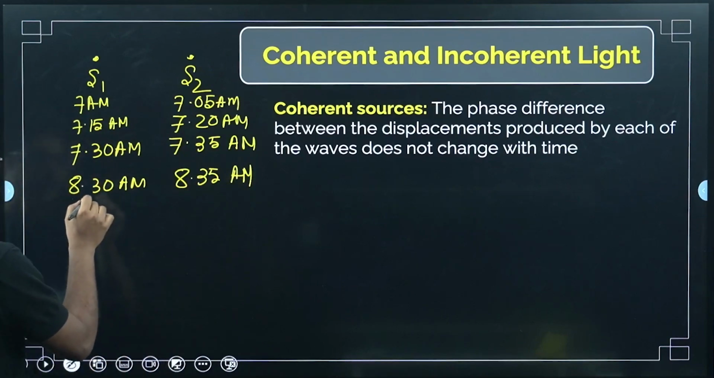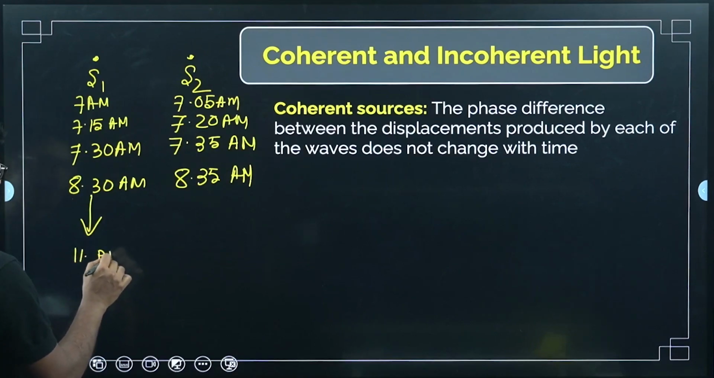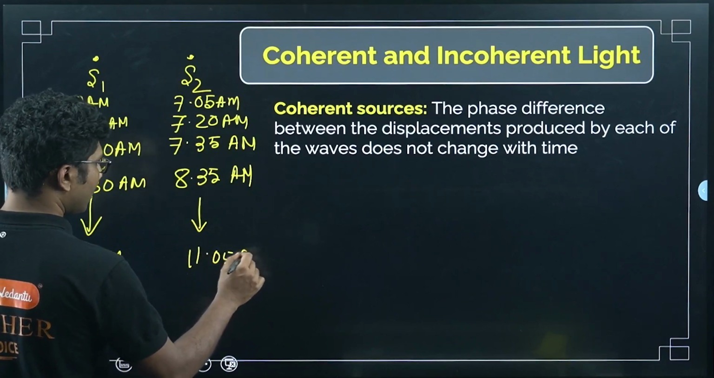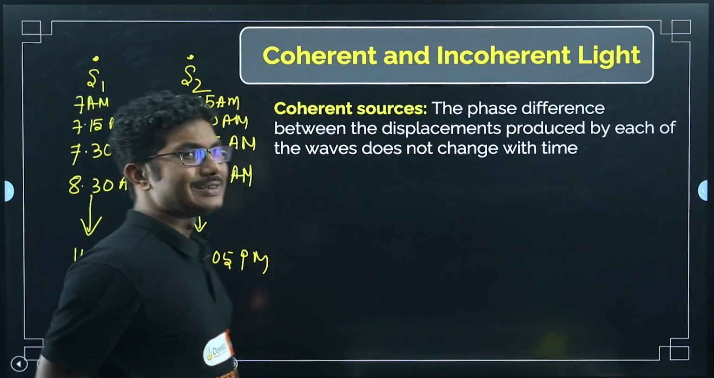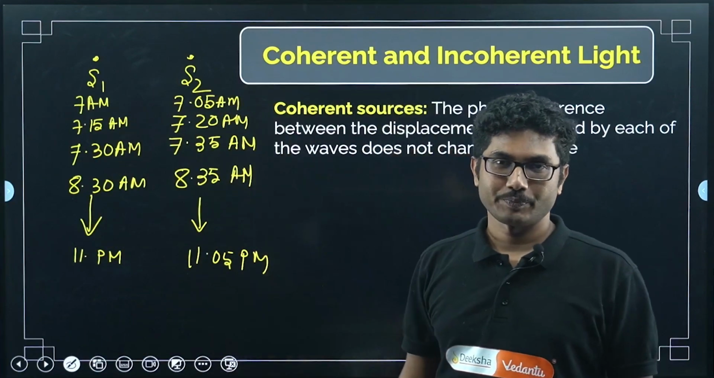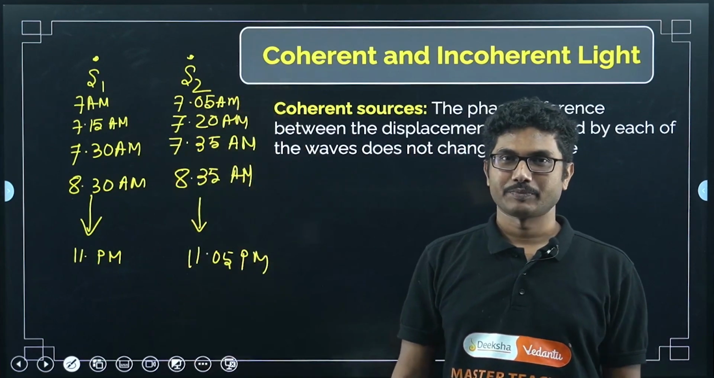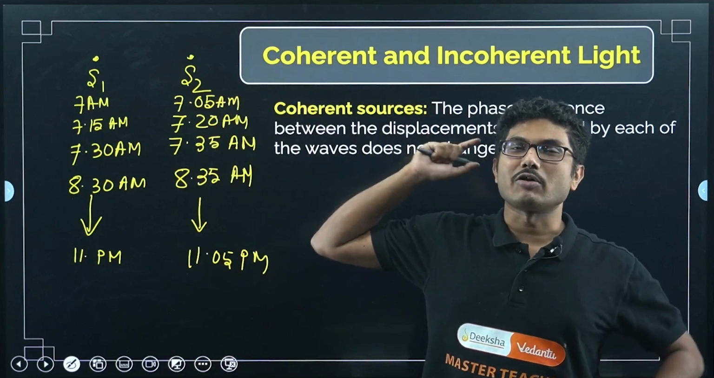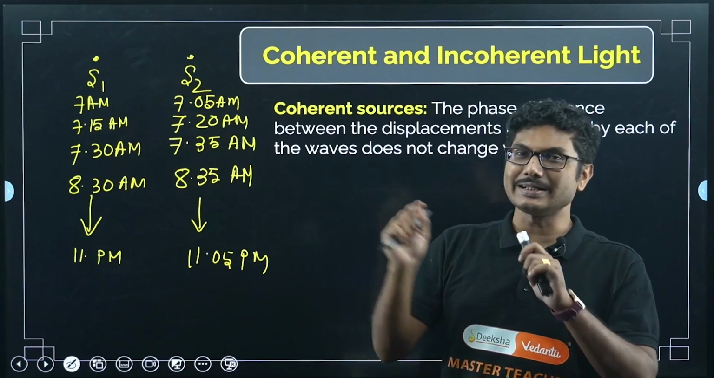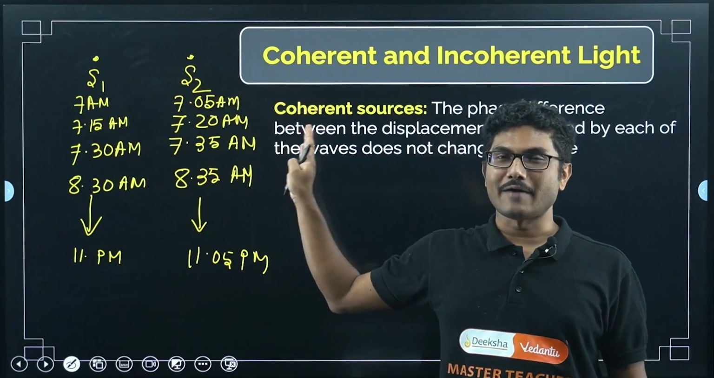After some time, S1 goes to bed at 11 p.m. and S2 goes to bed at 11:05 p.m. So if you see, after every activity that S1 does, S2 does exactly the same thing 5 minutes after. The gap between S1 and S2 is constant throughout the day. So we can say there is a constant phase relationship between S1 and S2. That phase difference is 5 minutes. Whenever something happens here, it happens there after 5 minutes.